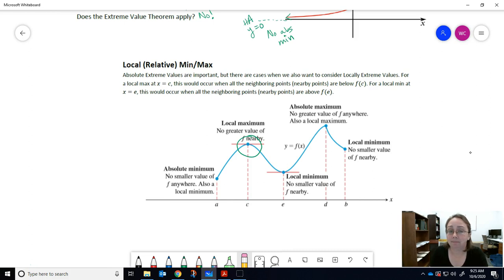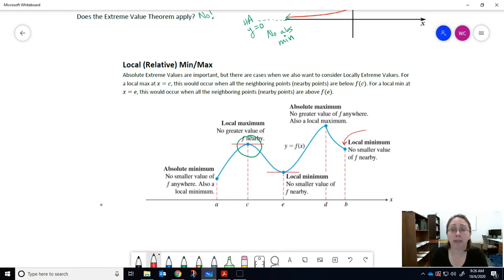For local min, same basic concept. Let's look at e. So x equals e. This is a local min because all the points around it, in a small interval around, are all higher than your point. Okay, they're all above f of e. Now, we can talk about absolute min and absolute max. You would have to find all your local extrema and figure out which one has the absolute maximum value and absolute minimum value.